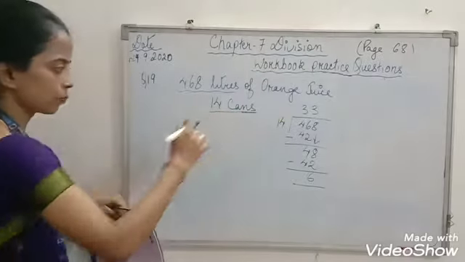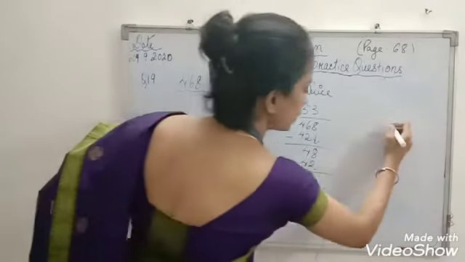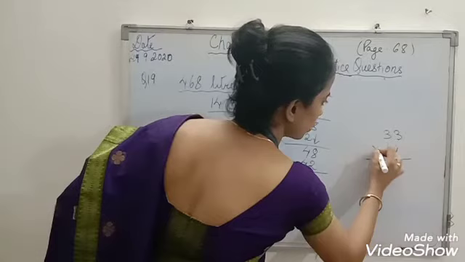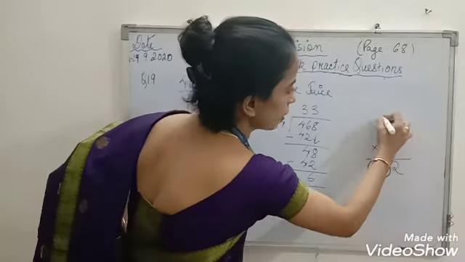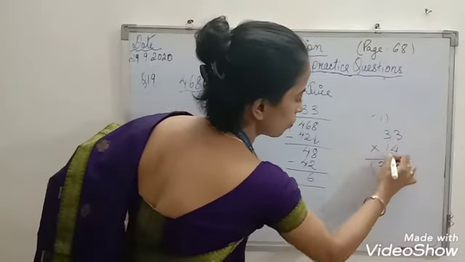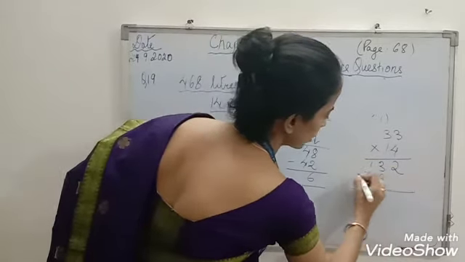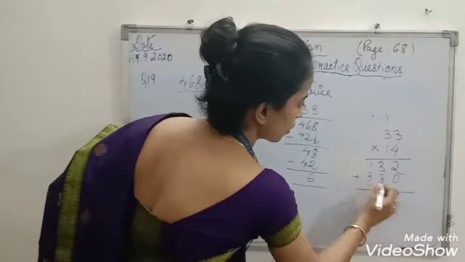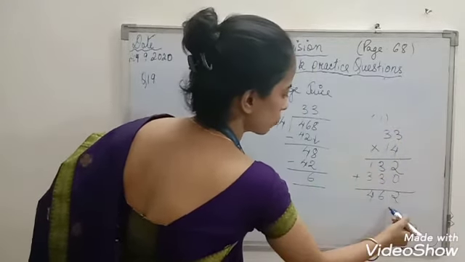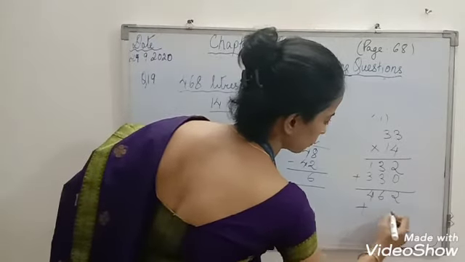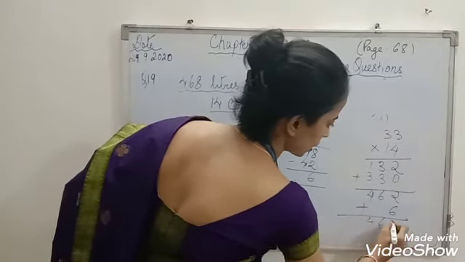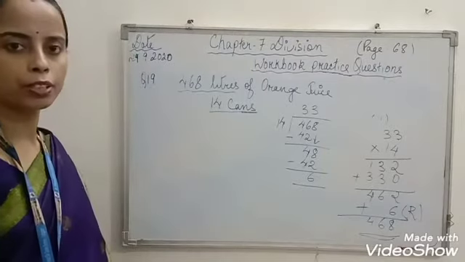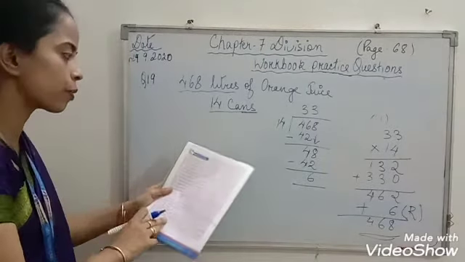So, you can see whether your division process is correct or not. Just do quotient into divisor. 4 into 3, 12. Here is 1. 4 into 3, 12. 13. 1 into 3, 1 into 3, 2. 3 plus 3, 6. 462. Got it? Quotient into divisor, we get 462. Then you add remainder, that is 6. 468. This is the remainder. So our division process is correct.